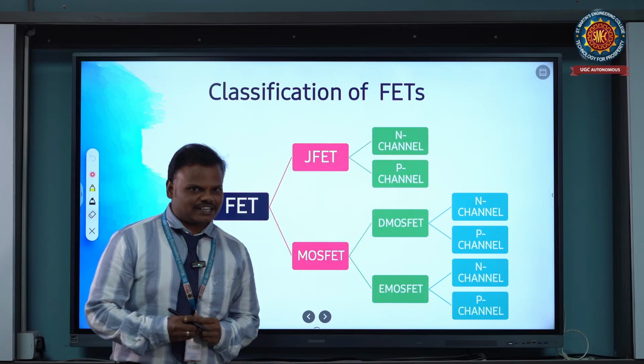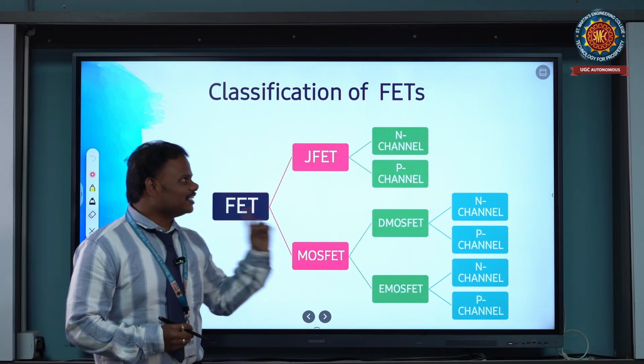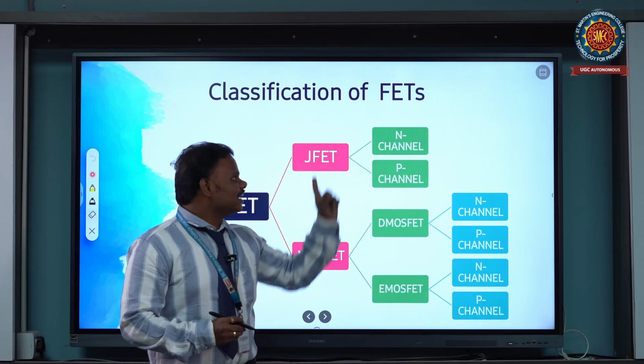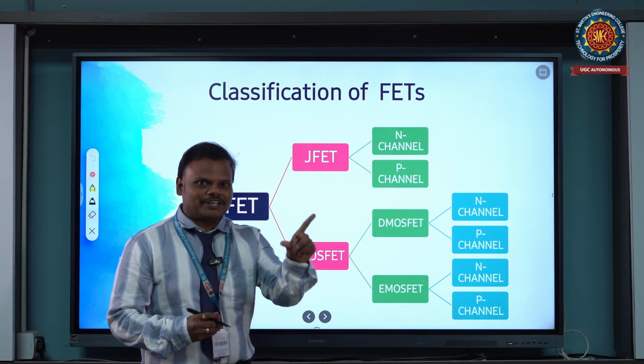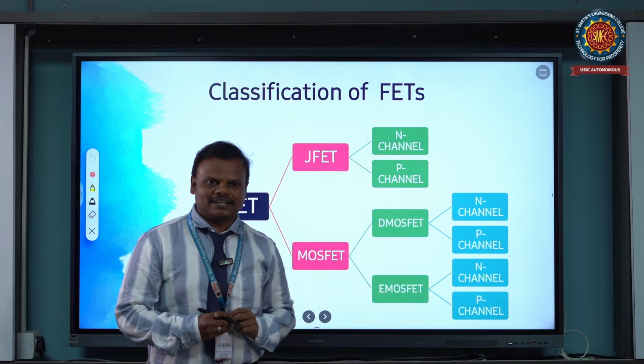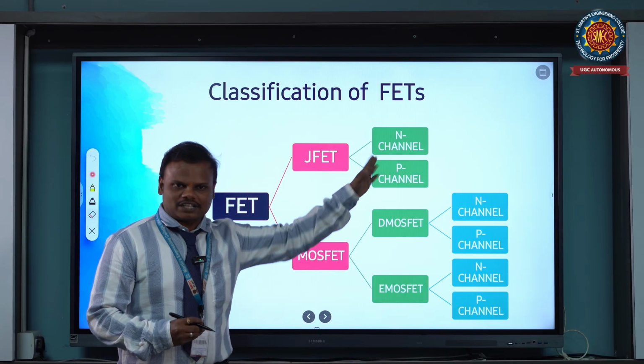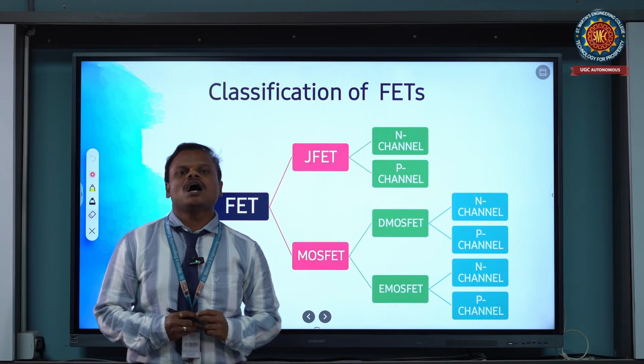So coming to the JFETs, they are further classified into N channel and P channel. That is, it is clearly mentioning that the N channel JFET operation depends on the electron movements. Hence it is a unipolar device. Similarly, the P channel device is the same; its operation depends on the holes only.